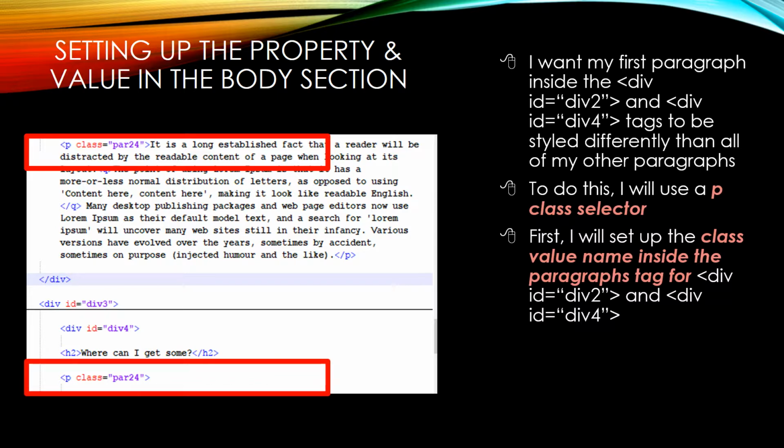div 2 and div 4. So if you look at the diagram on the left, you're going to see that both of my paragraphs within my div 2 and div 4 have a class selector included in them. The class selector value name will be 24. Largely, it stands for paragraph 2 and 4.